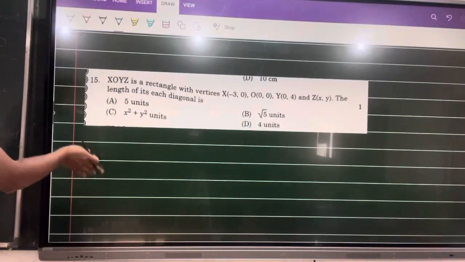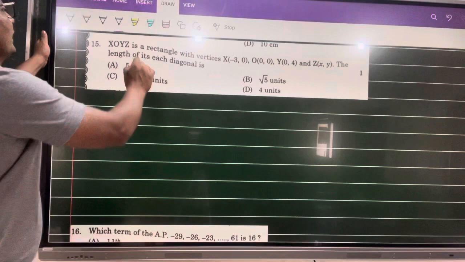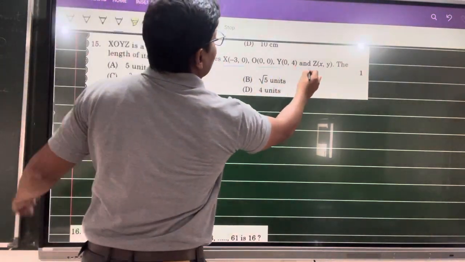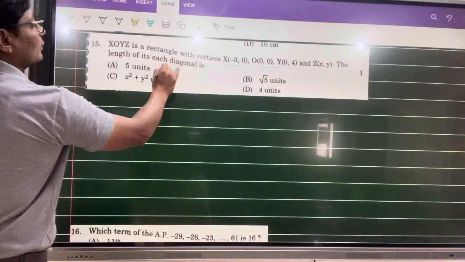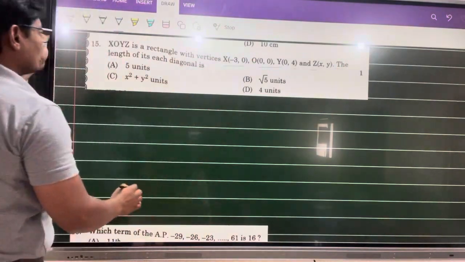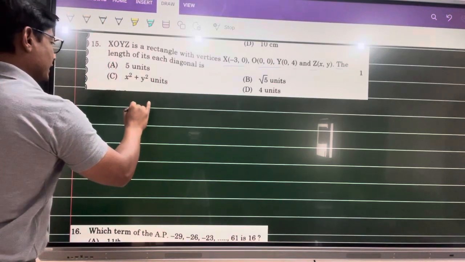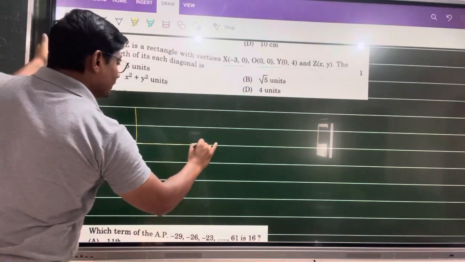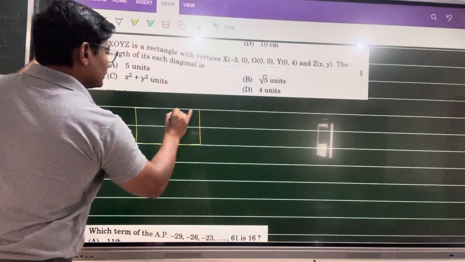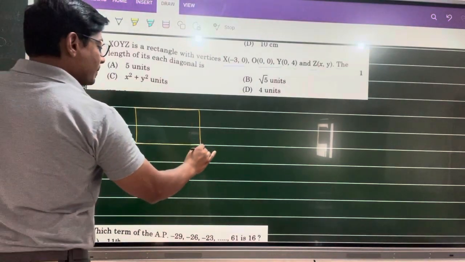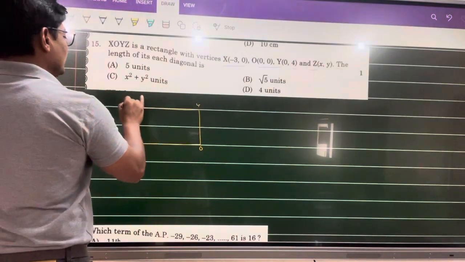Fine. Then 15th question: XOYZ is a rectangle with vertices. So they have given the vertices here. The length of each diagonal is. So I'll just try to draw the diagram for clarity and then we'll try to obtain the required length of the diagonal. So here there is a rectangle with the order. So here I will take X, O, Y and Z.